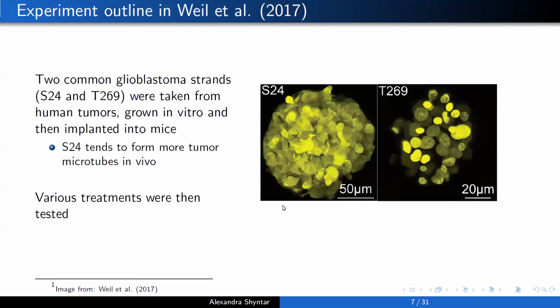So in the experiment of the paper, they took the two common glioblastoma strains, S24 and T269, from human tumors, and they were grown in vitro and then implanted into mice. The key difference between these two strains is that S24 tends to form more tumor microtubes in vivo. And then after implanting them into mice and growing them for some time, they tested various treatments.